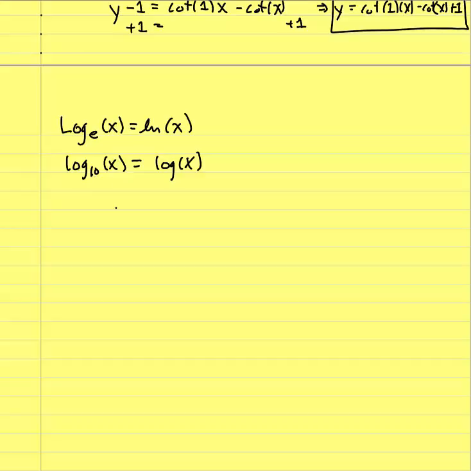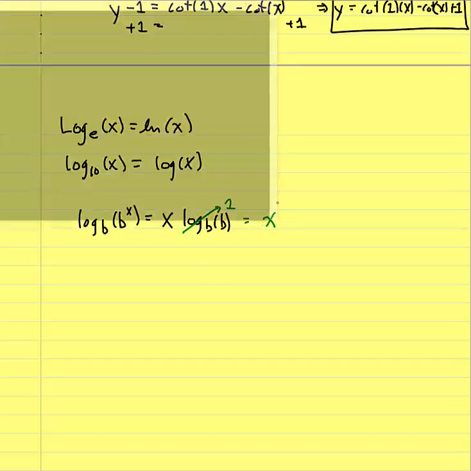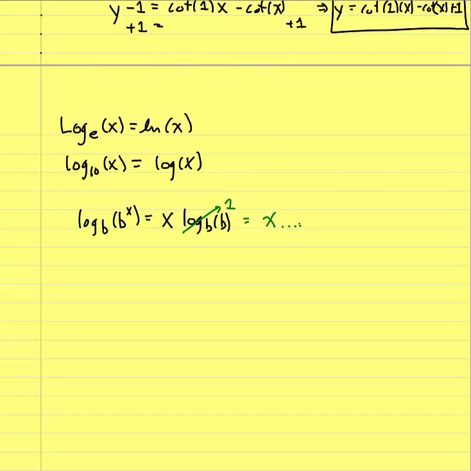For instance, we know that if we have an exponent in the argument of a log, for instance log base b of b to the x, I can pop the x out front and I'm left with x times log base b of b. And log base b of b is just equal to 1. So x times 1 is just x. And so that's another way that we can rewrite this, and this would be true for all x. So that's a nice characteristic to be working with.